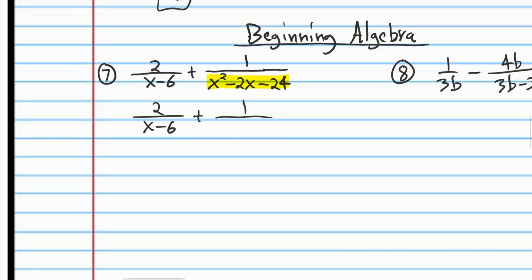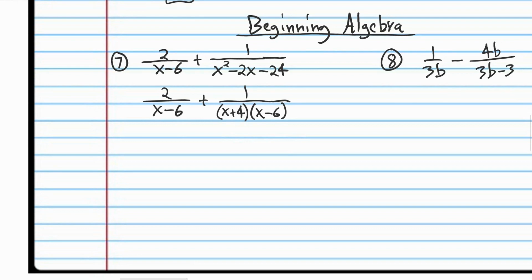So this is a quadratic, so we need 2 pairs of parentheses. And we need to ask what 2 numbers multiply to 24, or multiply to negative 24, that is, and add up to negative 2. So let's see, it looks like that's going to be negative 6 and positive 4.